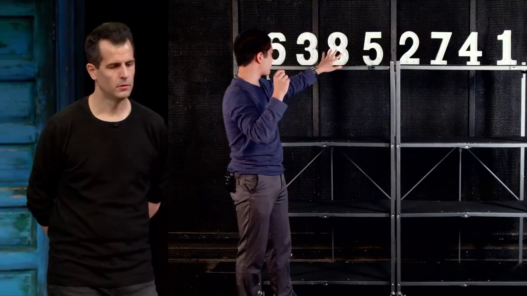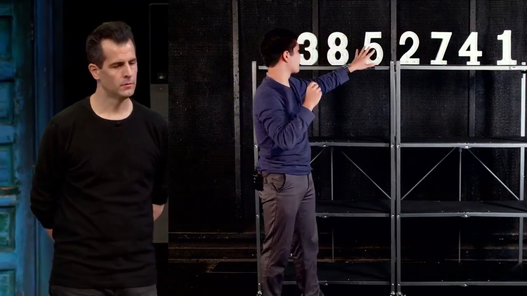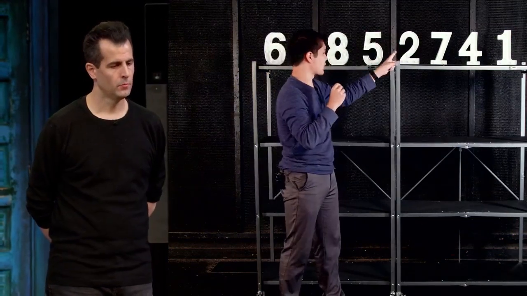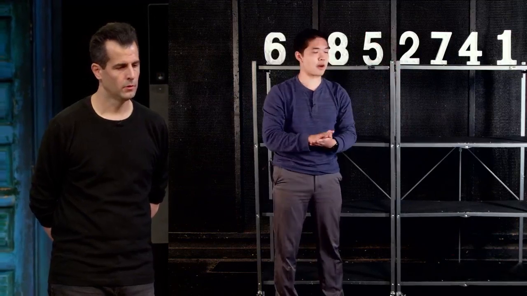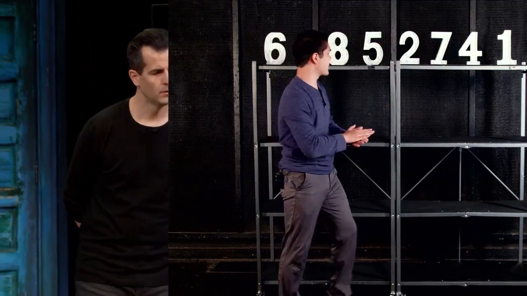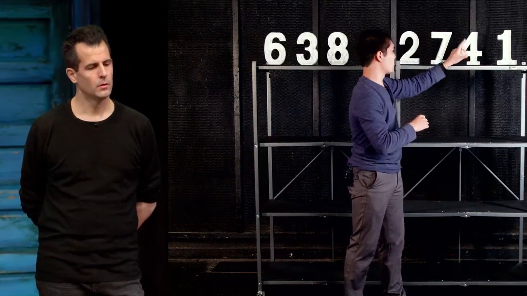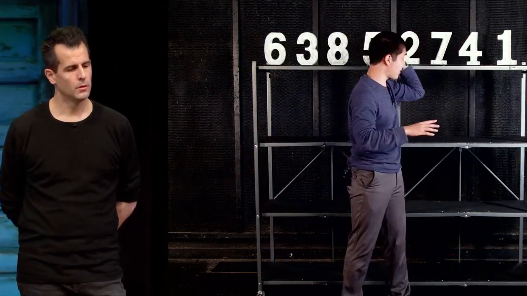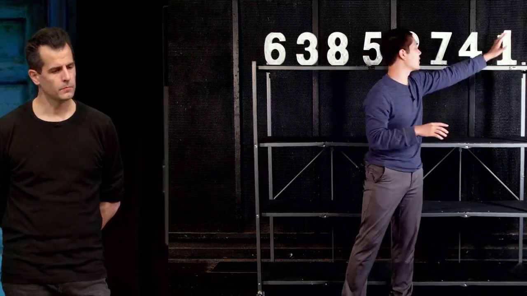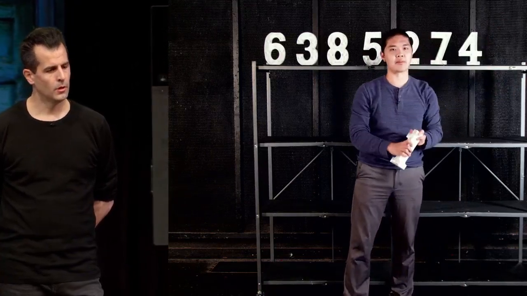The 8 is bigger than the 3, so I don't need to worry about that. The 5 is bigger than the 3. The 2 is smaller than the 3. So that now is the smallest number I found so far. But I'm not done yet, so I'll keep looking. The 7 is bigger than the 2. The 4 is bigger than the 2. But the 1 is smaller than the 2. So now I've made my way all the way to the end of the array. And 1, I can say, is the smallest number that I've found.